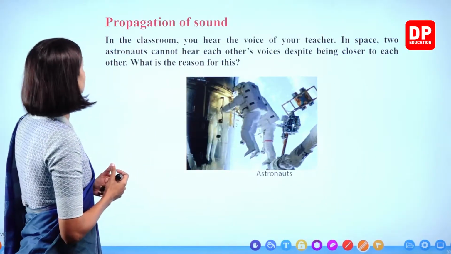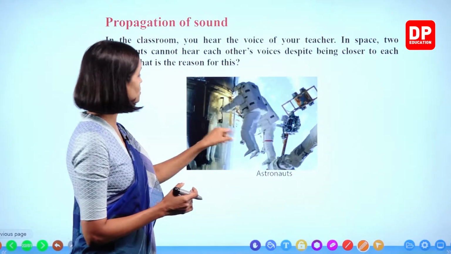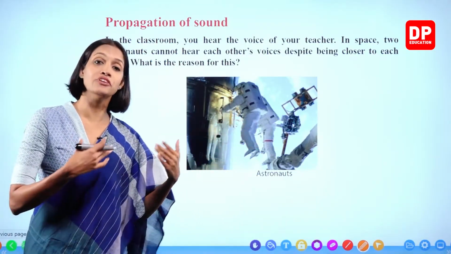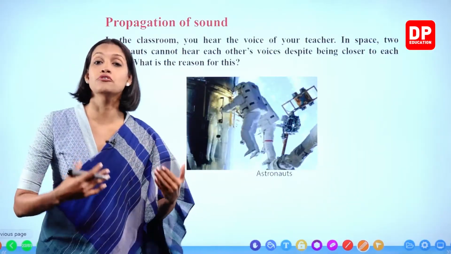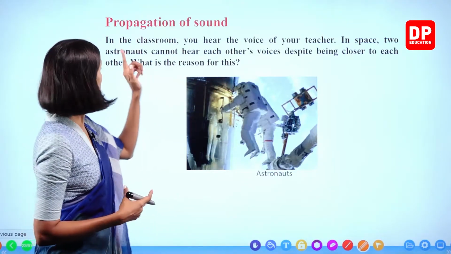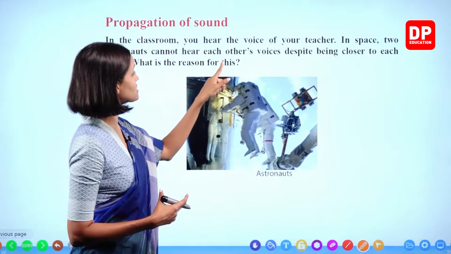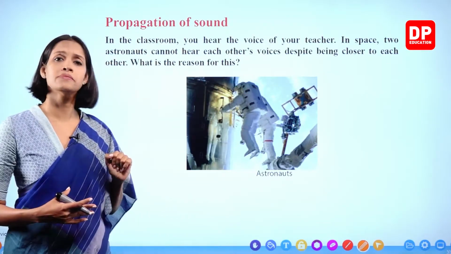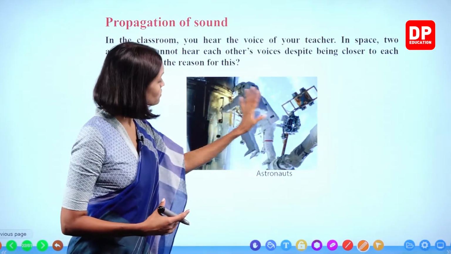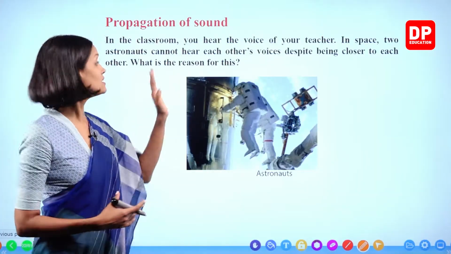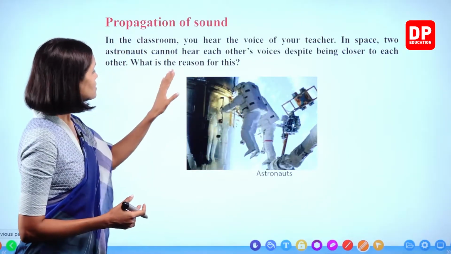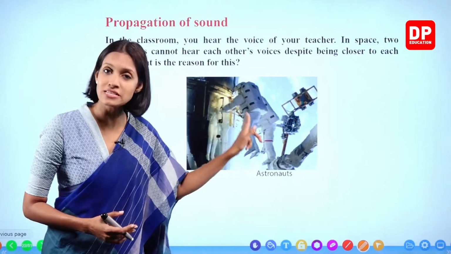Okay? Right. Look at this one, these astronauts. In the classroom, you hear the voice of your teacher. You can hear different voices, not only your teacher's voice. If your friend talks to you, you can nicely hear that voice as well, right? But in space, two astronauts cannot hear each other's voices despite being close to each other. Even though astronauts are close to each other, they cannot hear the sound. What is the reason, children? Under this lesson, we are going to find out the reason for this too.